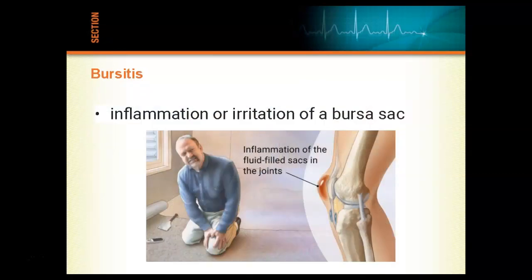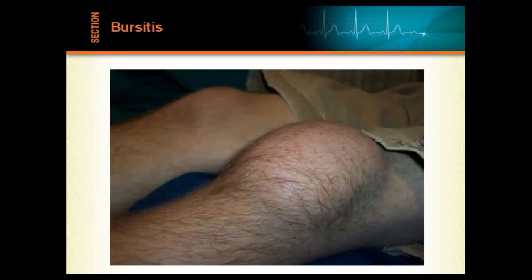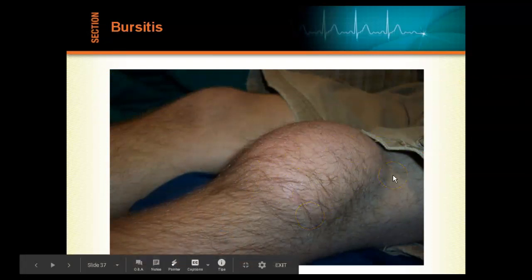Okay, bursitis. Bursitis is inflammation or irritation of the bursa. You have bursa sacs around every joint, and it's just a shock absorber yet again. But when this little sac gets inflamed, it can be so painful. If you've never had bursitis, that's great. You will know when you have it, because it causes a lot of inflammation and severe pain around the joint. That bursa can swell as much as in this horrible picture of this knee here.